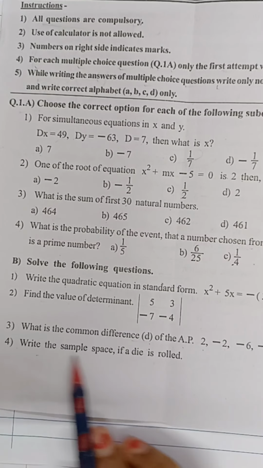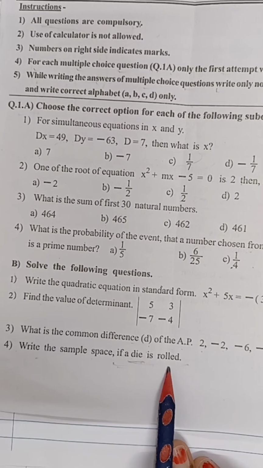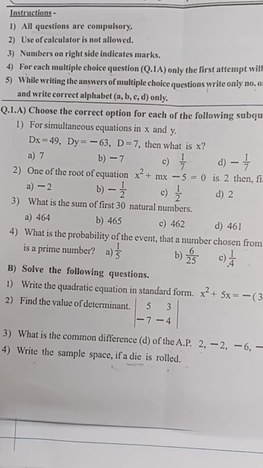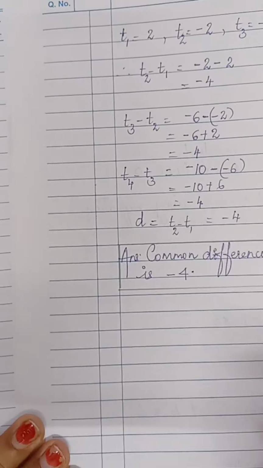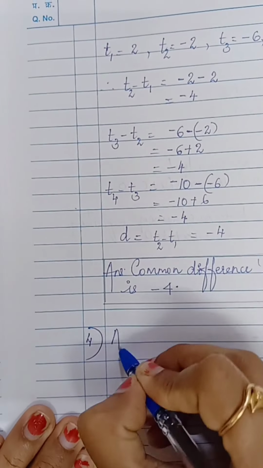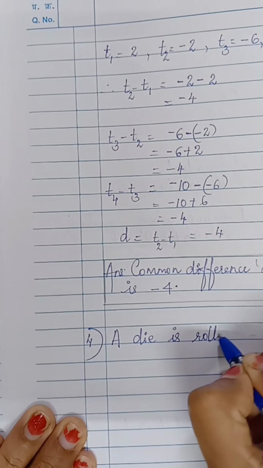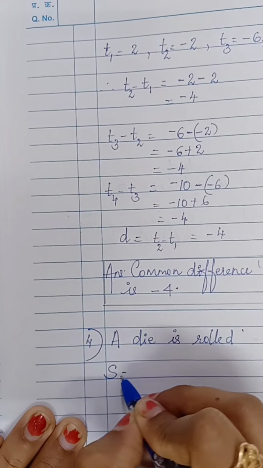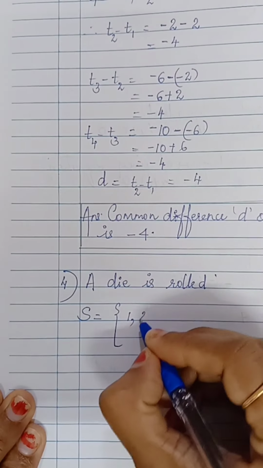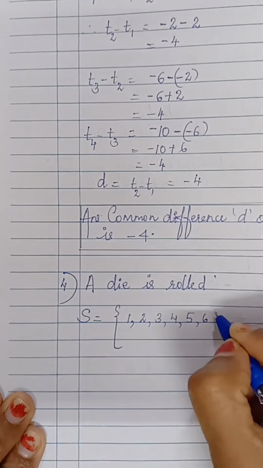Now coming to the fourth and the last question of question number 1. Fourth question: write the sample space if a die is rolled. If a die is rolled, okay, die. So what is the possible sample space? Directly, question number 4, a die is rolled. So I'll write: a die is rolled. Sample space S equal to, brace bracket start. So the outcome will be 1, 2, 3, 4, 5, 6.